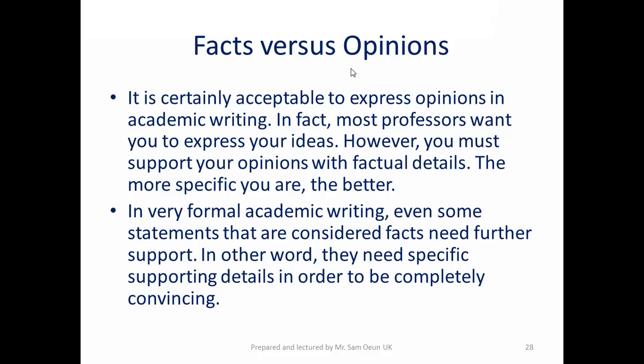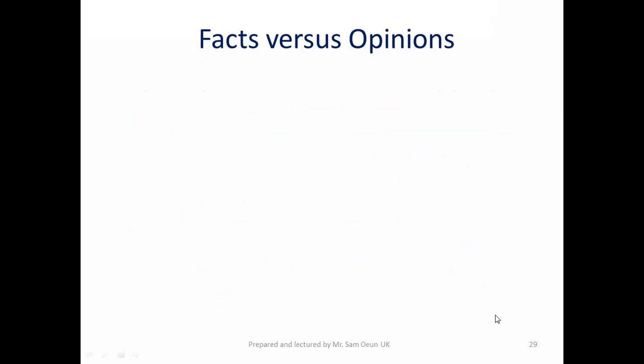And then they say that in very formal academic writing, even some statements that are considered fact need further support. In other words, they need specific supporting detail in order to be completely convincing. If you want your paper to be completely convincing to your supervisor or your university, you need to have your opinion plus evidence. Okay. Next.